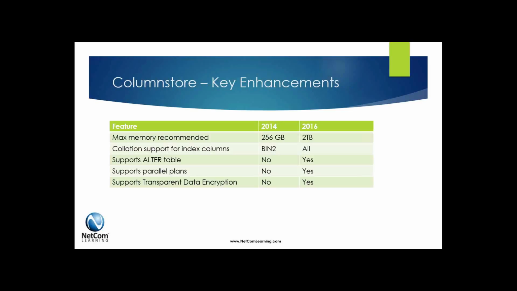So let's look at some key enhancements. Again, there are many more enhancements, but in my humble opinion, these are some of the ones that we should highlight today. In 2014, the maximum memory recommended for an in-memory table or a memory optimized table was 256 gigabytes. In 2016, it's 2 terabytes. In 2014, if you wanted to have a column as part of an index, the only collation available was BIN2, whereas now in 2016, all collations are possible.